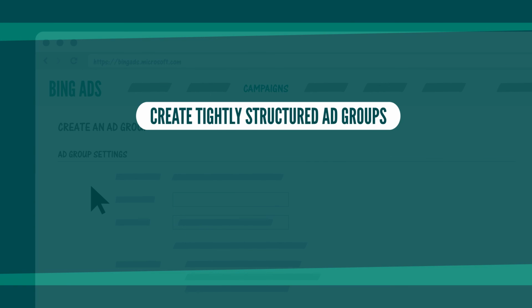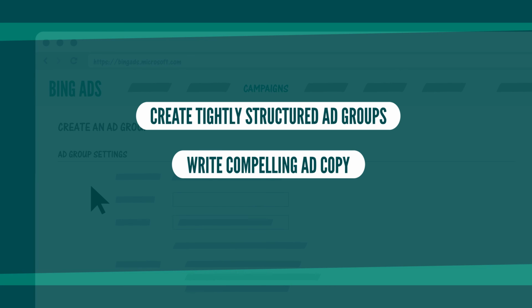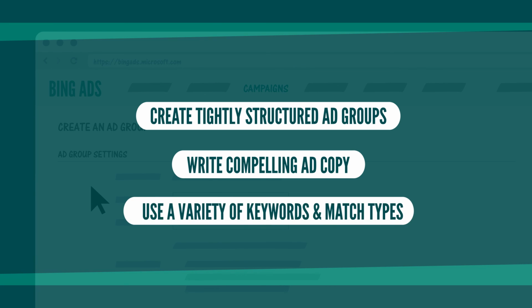When creating and working with your ad groups, make sure they contain only very closely related ads and keywords. 3 ads per group is a good target. Write compelling ads by using keywords and calls to action. And use a variety of keywords and match types within your ad group, making sure they are all closely related to the theme of that ad group.